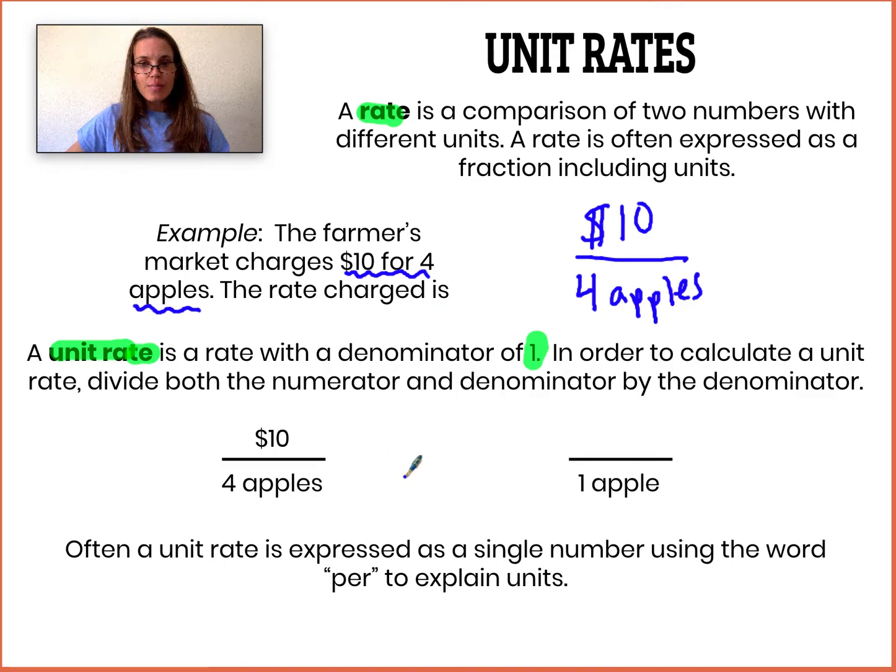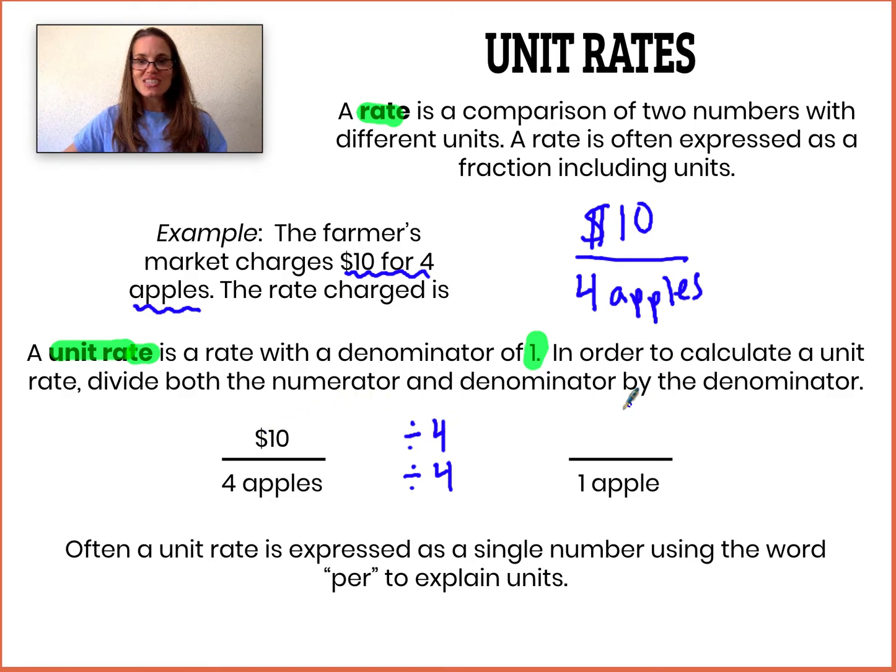If I divide both the numerator and the denominator by 4, the denominator, I have 4 divided by 4. 4 divided by 4 is 1. So when I divide both by the denominator, I end up with 1 in the denominator. That's my goal. That makes it a unit rate. Of course, to have an equivalent ratio, I can't just divide the denominator by 4. I also have to divide the numerator by 4.